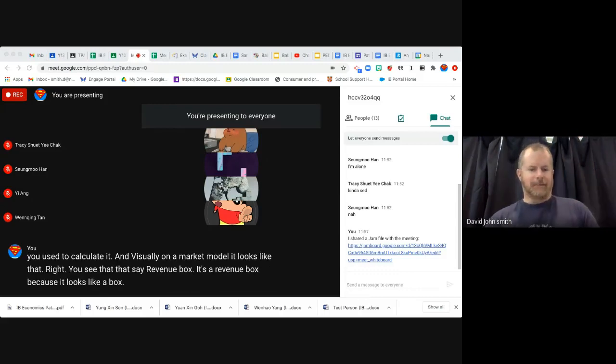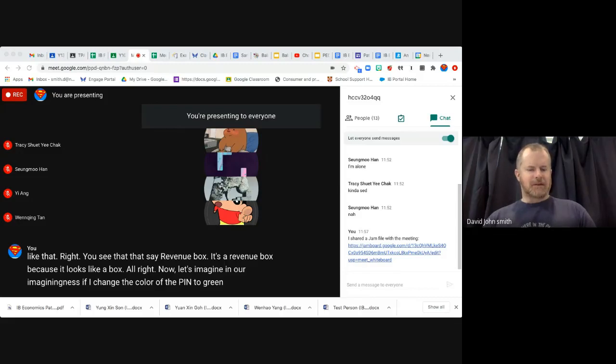All right. Now, let's imagine, in our imaginingness, if I change the color of the pen to green, let's make the demand curve more inelastic. Here we go.